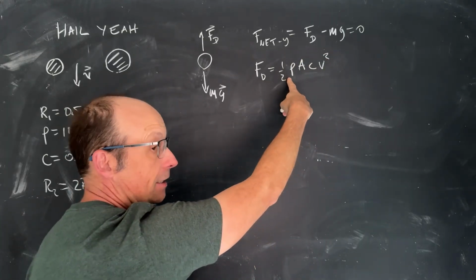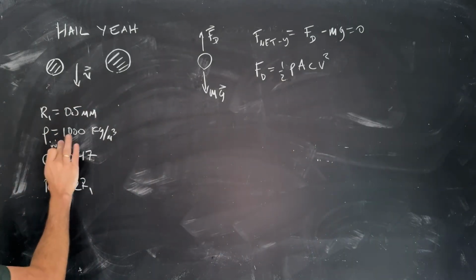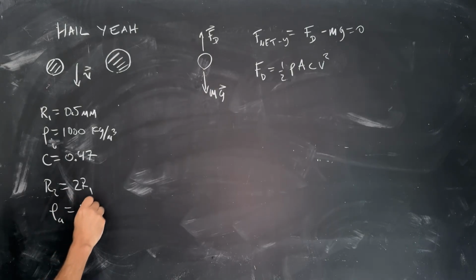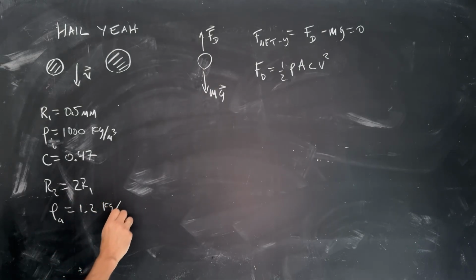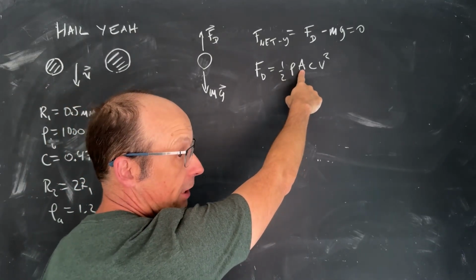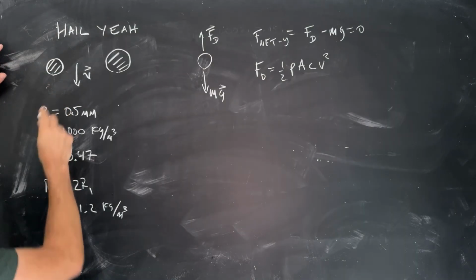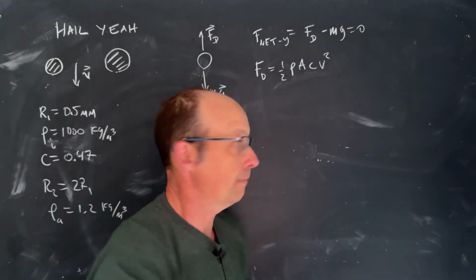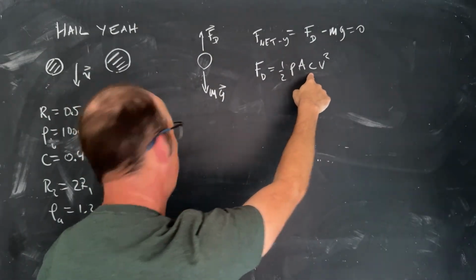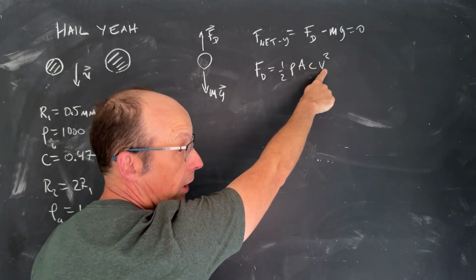So that's the density of air, which I didn't put over here. That's the density of water or ice. The density of air, rho, is 1.2 kilograms per cubic meter. A is the cross-sectional area of the sphere. So if you're looking at the sphere, the area of it is a circle. And then C is a drag coefficient that depends on the shape. A sphere has a drag coefficient of 0.47. You just got to look that up. And then V is the velocity, so V squared.